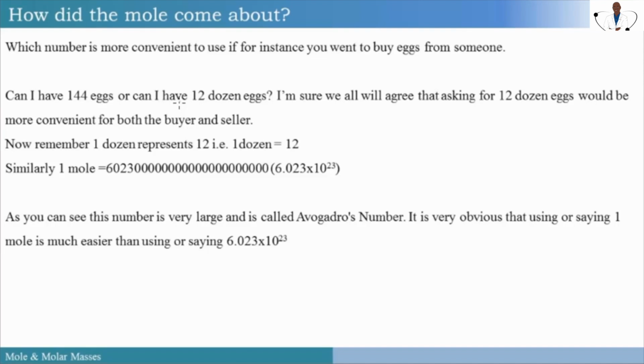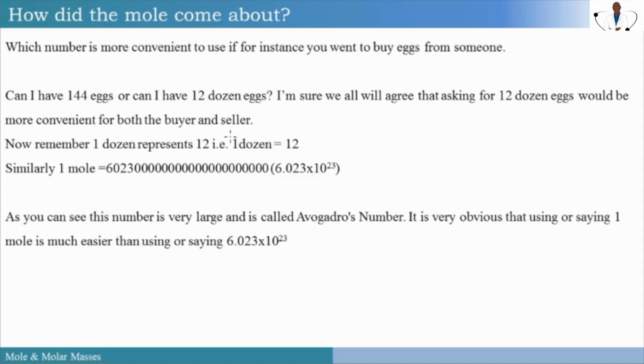It would be easier for the person selling the eggs to count out that number of eggs in a container ready to be sold. Now, remember that 1 dozen represents 12. So the conversion factor that we would use here is saying that 1 dozen is equal to 12. So if you went to buy eggs, instead of asking for a large number, you would simply ask for the amount of eggs in terms of dozen that you would need.